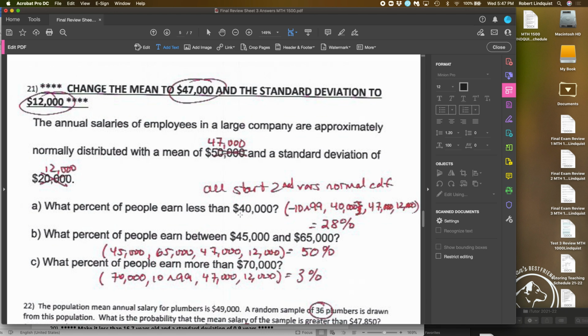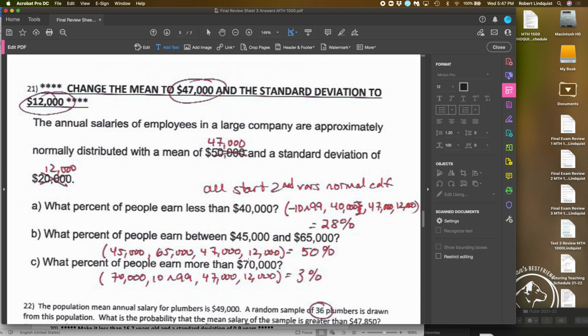These three questions are great for emphasizing the three different things X could be doing. One is X being less than. That's what letter A is about. Letter B is about a between situation. And letter C is about a greater than situation, or more than.